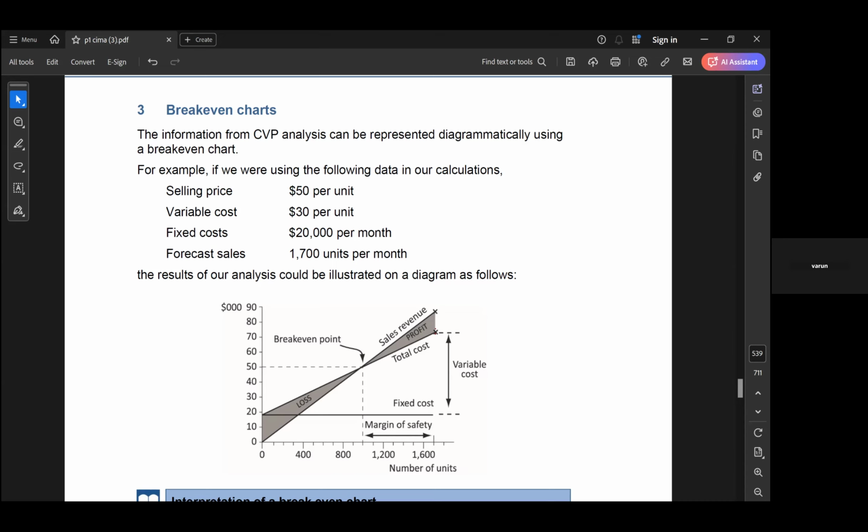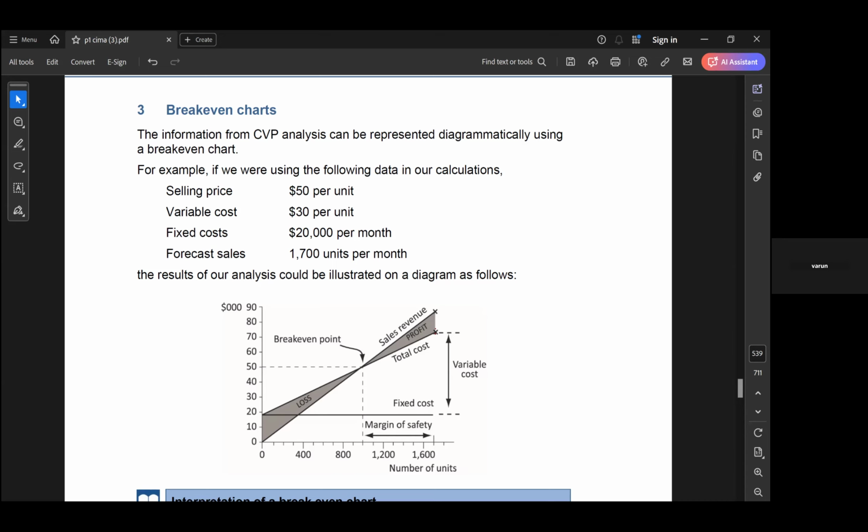So the break-even point here happens at 50,000. Why? Because 1,000 into 50 is 50,000. And beyond this point is profit, because the sales has increased beyond total cost, the profit area. So if you look at this, 85 minus 71, you will get a profit of 14. And the break-even point must be 14 plus fixed cost, 34.